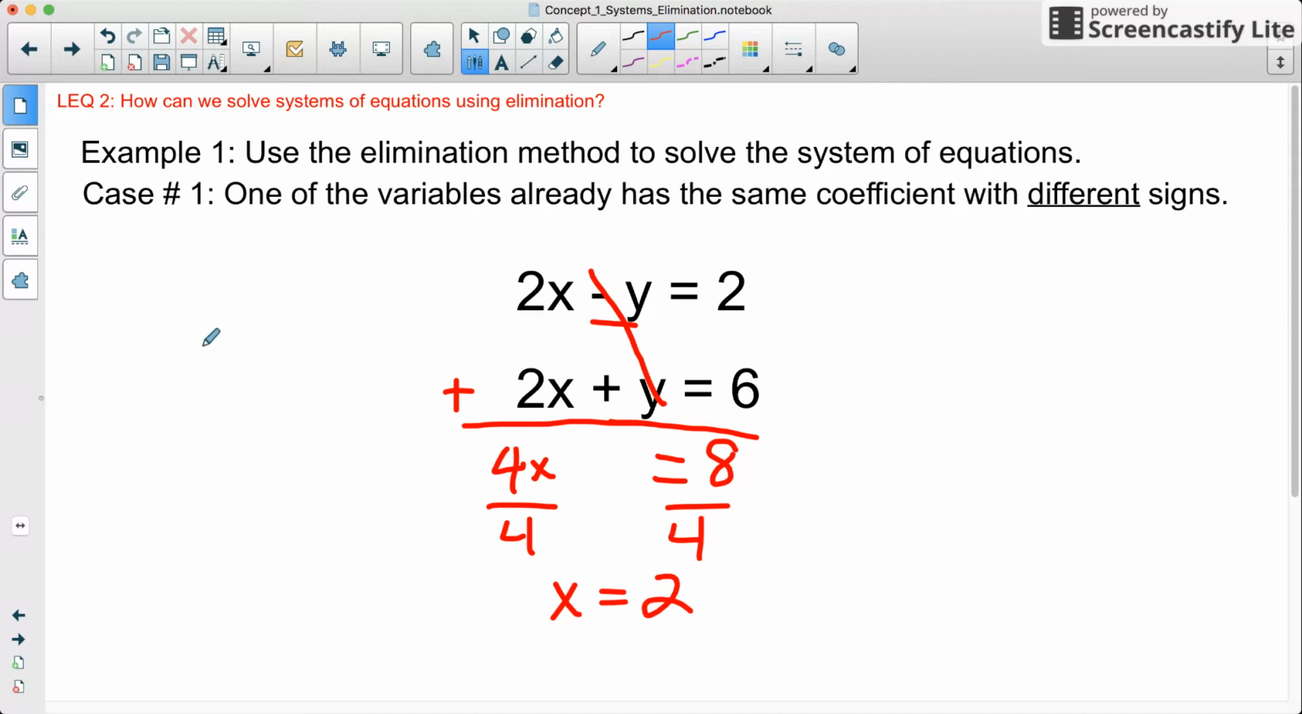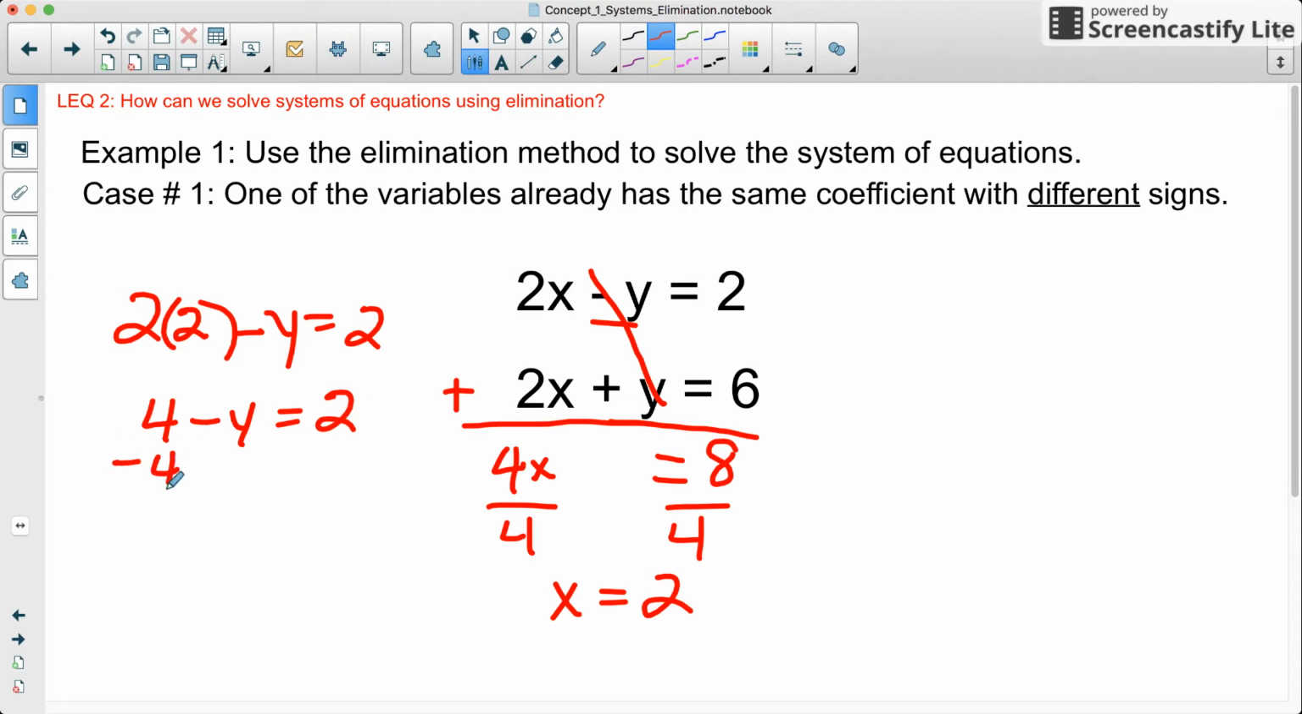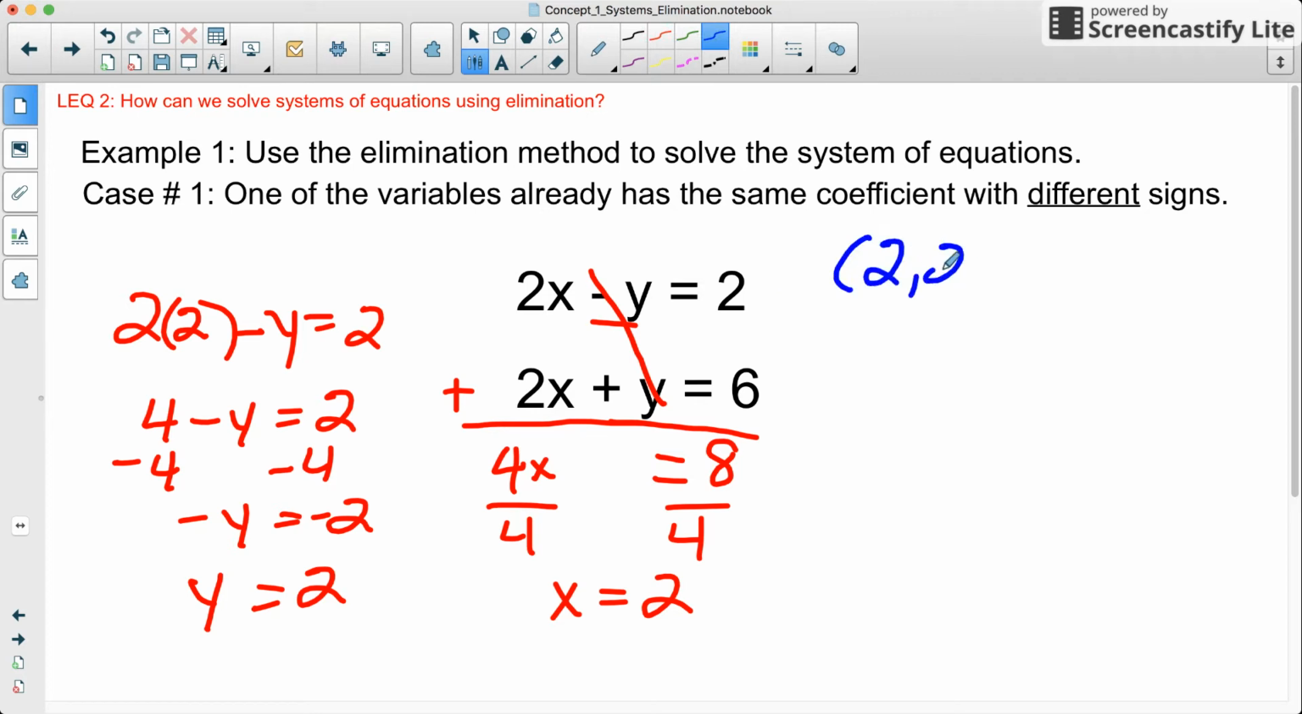So now I'm going to go back and substitute the 2 into one of the two equations. I'm going to use the first one. When I use this, I get 2 times 2 minus y equals 2. 2 times 2 is 4. 4 minus y equals 2. Using algebra, I subtract 4 from both sides. Negative y equals negative 2. Can't have a negative y, so y equals positive 2. So my solution, my place where these two lines cross each other, would be 2, 2.